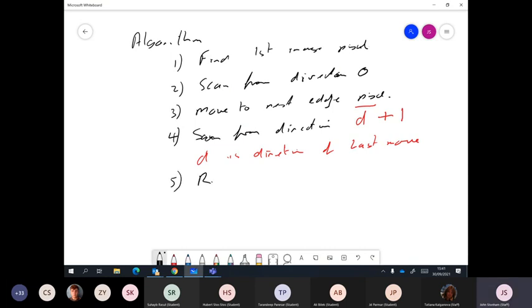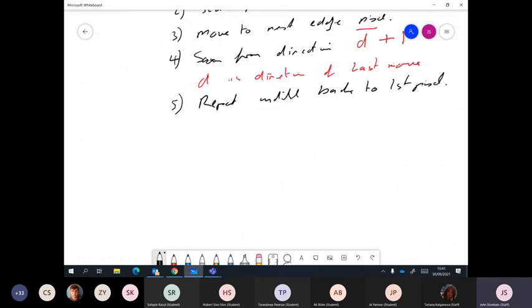You repeat until back to first pixel. And that is the idea of the chain code.